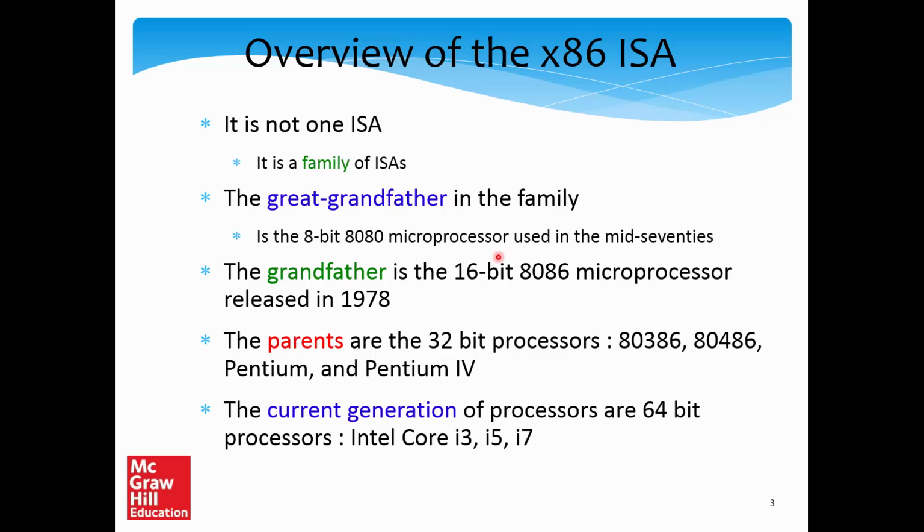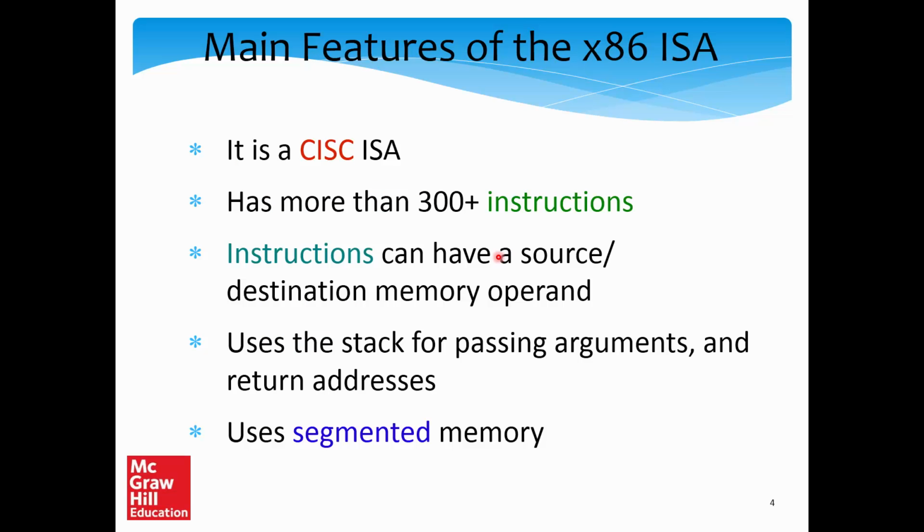So examples of 64-bit Intel processors would be Intel Core i3, i5 and i7, the latest Intel processors that we use. And similarly, examples of AMD machines would be AMD Opteron and AMD Bulldozer, which are the latest AMD processors that are used.